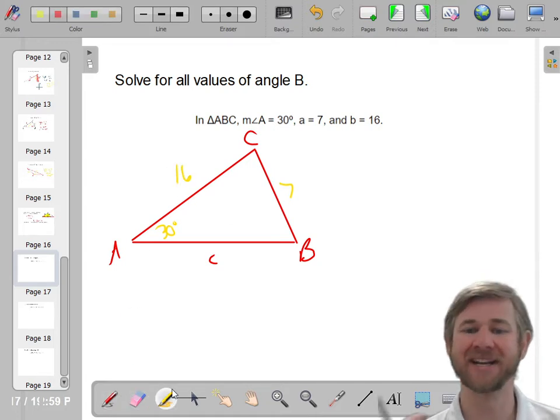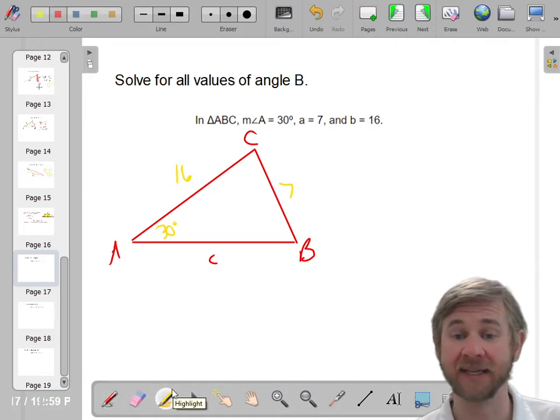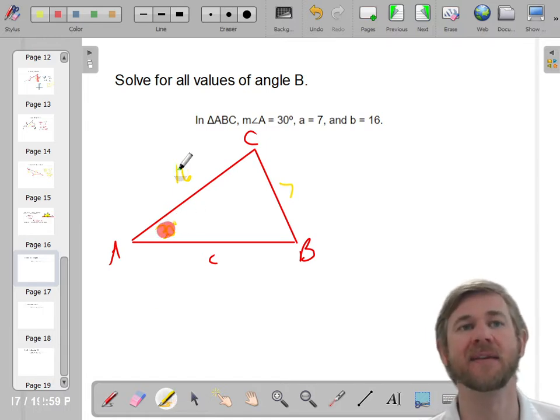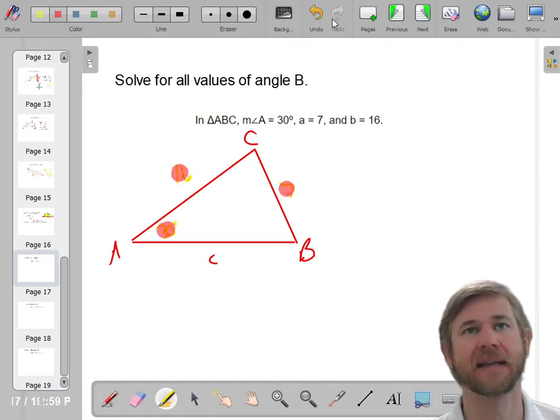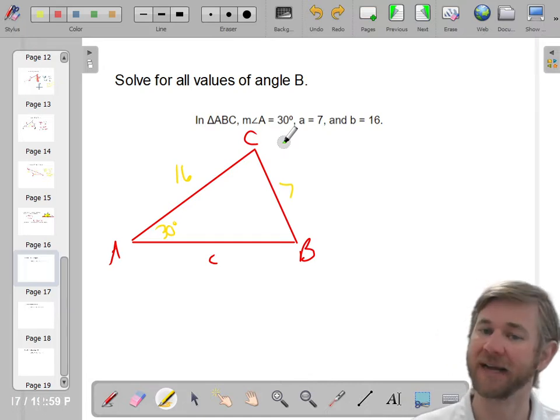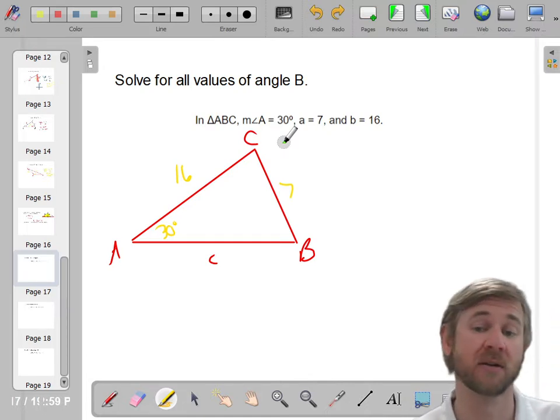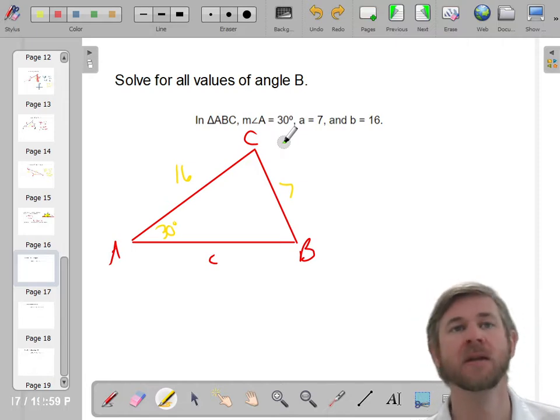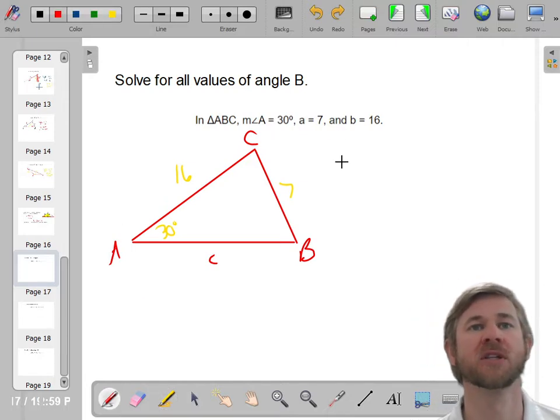The reason I know that this is going to be something interesting is because they're giving me an angle side side. Angle side side is when you get into trouble and you've got to be real careful, because it's possible that either this is an impossible triangle or there's more than one answer. So what we're going to do is set up our proportion the way we always do.